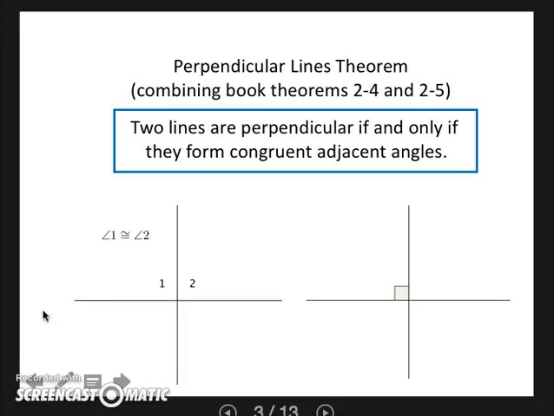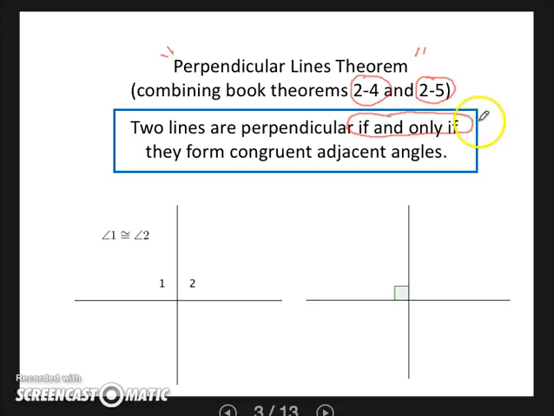This video is about perpendicular lines, and this material is found in your text in section 2-5. The perpendicular lines theorem is a theorem that I'm going to name the perpendicular lines theorem. What I'm really doing is combining your book theorems 2-4 and 2-5. I'm combining them because an if and only if statement can actually cover two if-then statements. So I've combined the two if-then statements in these two theorems into an if and only if statement.